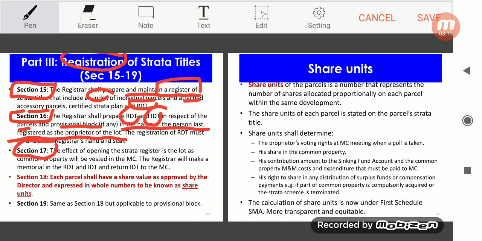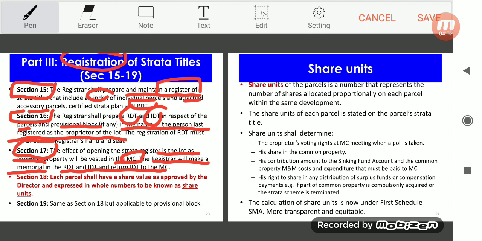Section 17 states the effect of opening the strata register: the lot will become common property. Now, the lot will belong to all the strata owners of the development scheme. Okay, and under whose name? It will be under the MC's name. There needs to be a change in the name from the original proprietor to the MC. This will be done at the PTG, whereby the registrar shall make a memorial in the RDT and IDT, and then after making the memorial, return the IDT to the MC to be kept by the MC in the management office. Normally there will be a safe in the management office whereby the title will be kept.